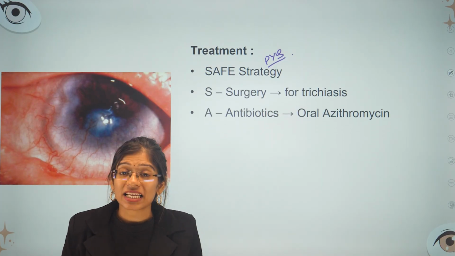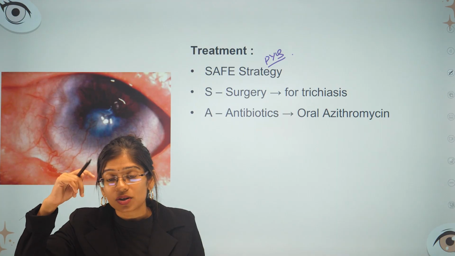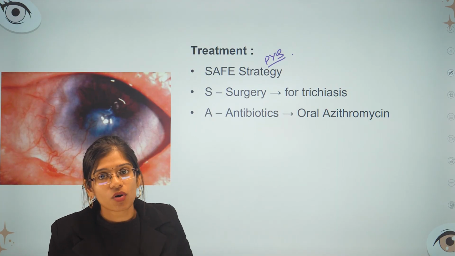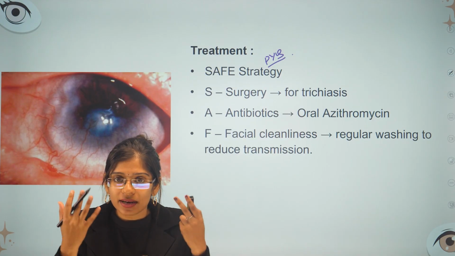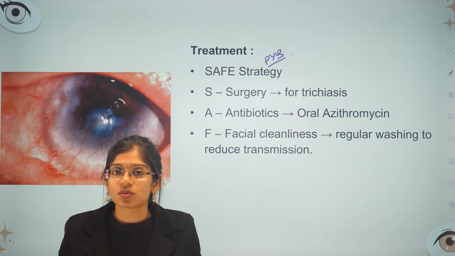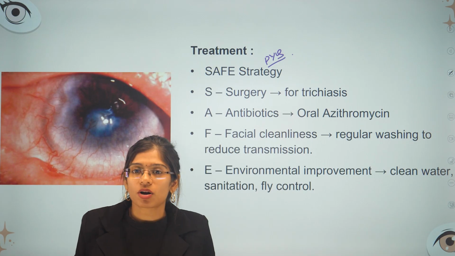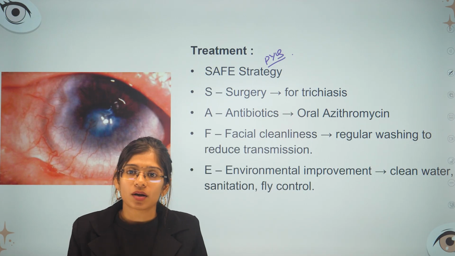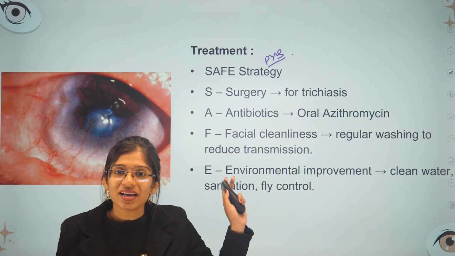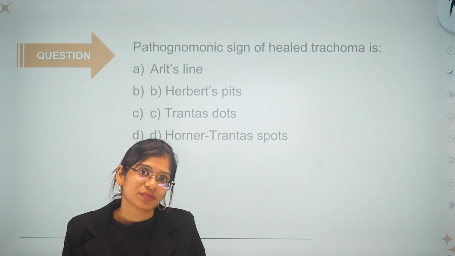S here stands for surgery. For trichiasis, we go for surgery. A is for antibiotics, we can give oral azithromycin. F is for facial cleanliness. Keep the face clean, with regular washing of the face to reduce the transmission. And E is for environmental improvement: sanitation improvement, control of waste management, clean water. So that all comes under environmental improvement.